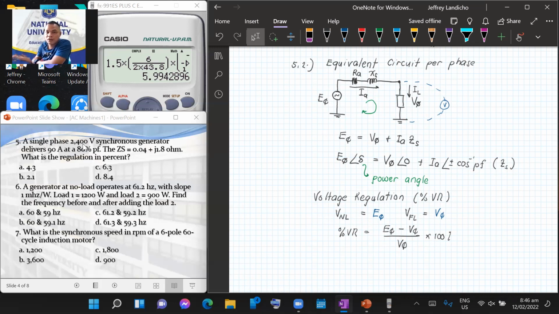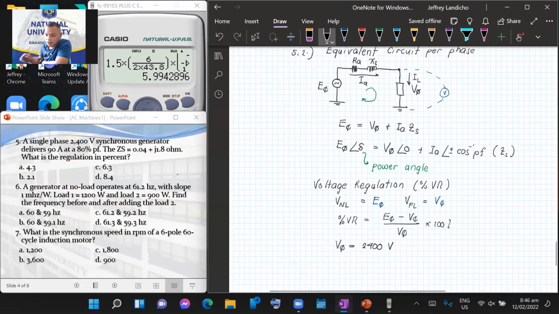If single phase, that is already per phase. If three phase, this is the line to line terminal voltage. Since this is single phase, we know that the terminal voltage per phase for this given alternator is 2,400 volts.